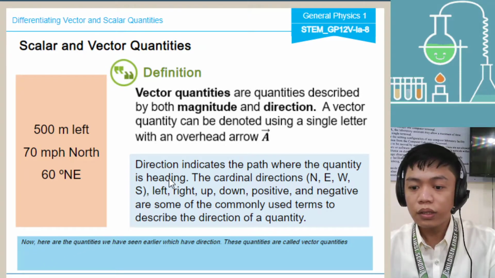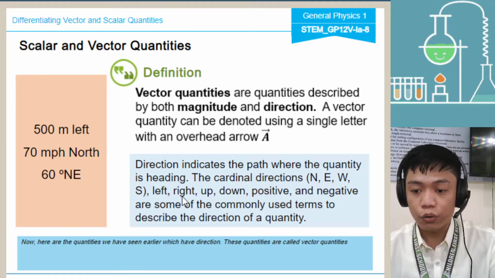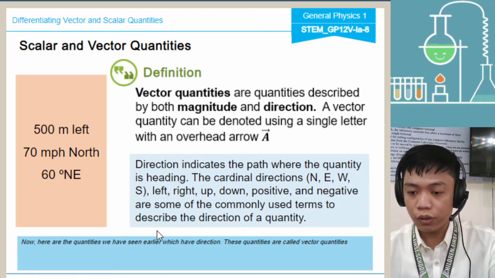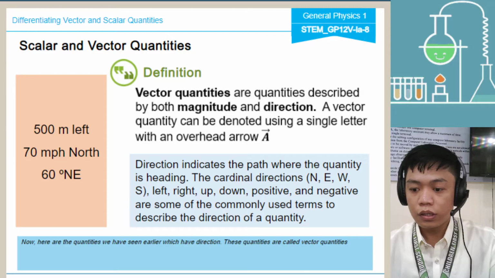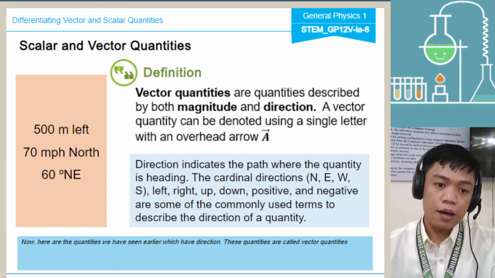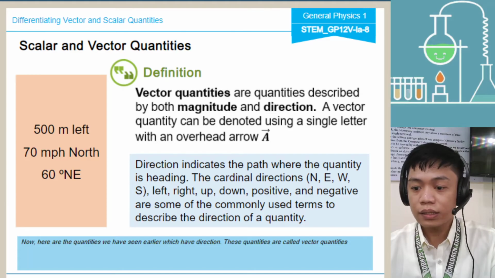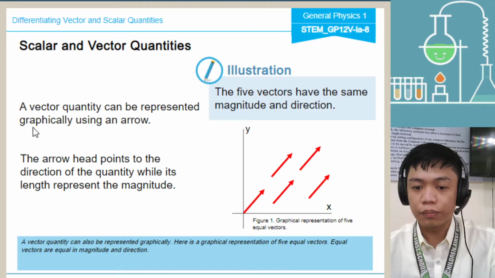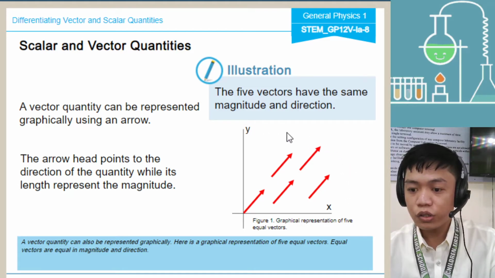The direction indicates the path where the quantity is heading. The cardinal directions north, east, west, and south, or left, right, up, down, positive, and negative are some of the commonly used terms to describe the direction of the quantity. Can you see the difference between the vector and the scalar quantities? Let's continue. A vector quantity can be represented graphically using an arrow.